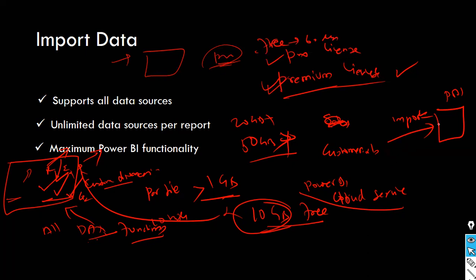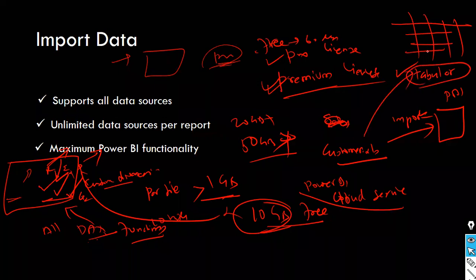What Power BI does in the case of import connectivity mode is, it converts your tabular data. Excel is also a kind of tabular data. When you open your Excel file, you can see the data stored in rows and columns, isn't it? This is how the data gets stored in your Excel file. This is a tabular format.